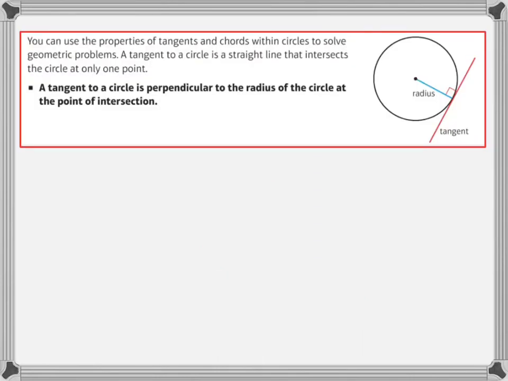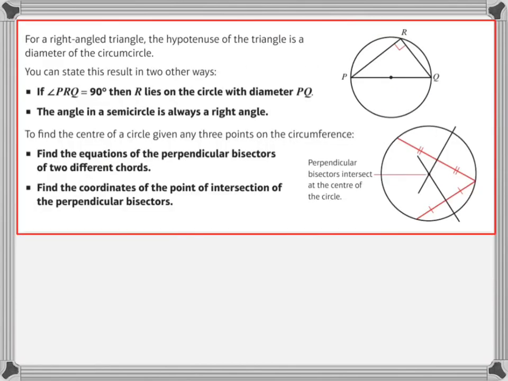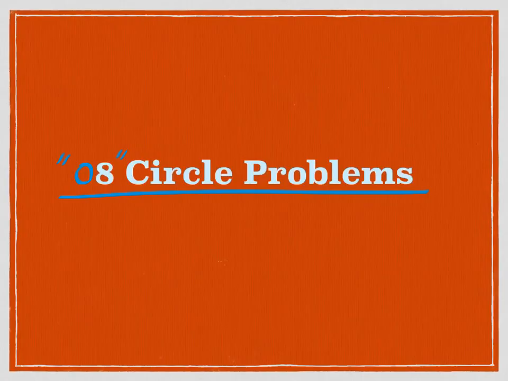The first property: the radius is perpendicular to the tangent at the point of contact. Second property: if there is a chord and we draw a perpendicular bisector of that chord, that perpendicular bisector will necessarily pass through the center of the circle. The third property is that the diameter produces a 90-degree angle at the circumference of the circle.